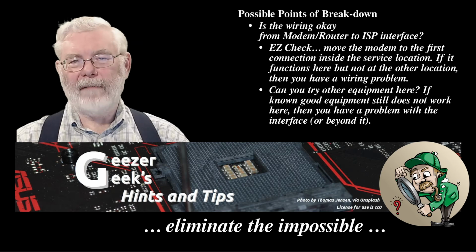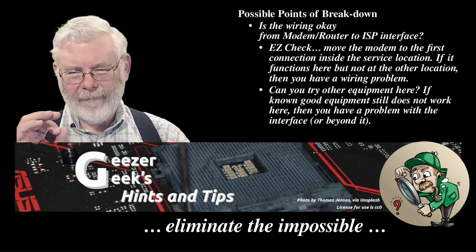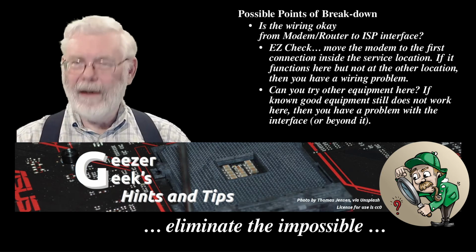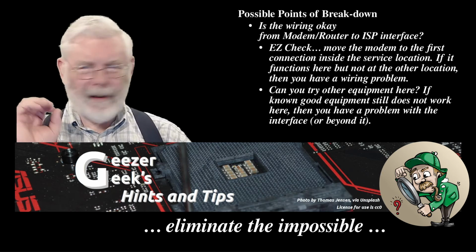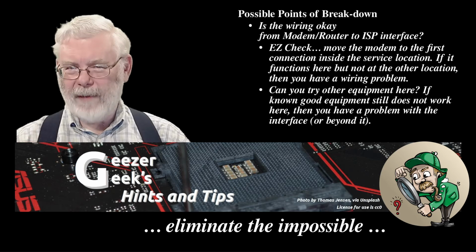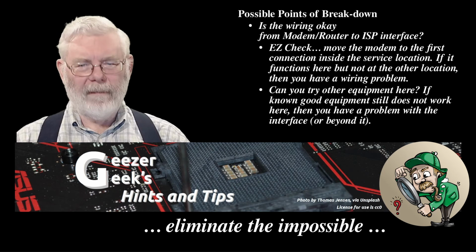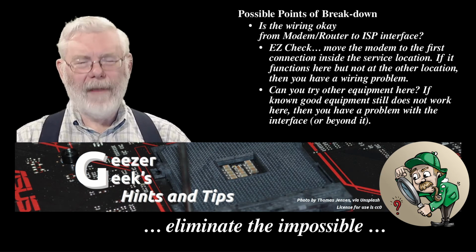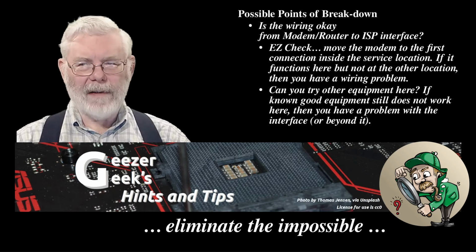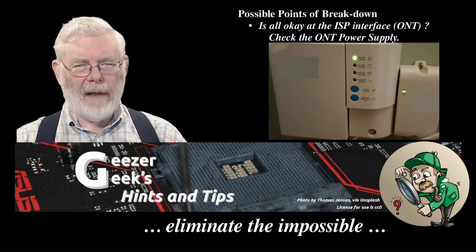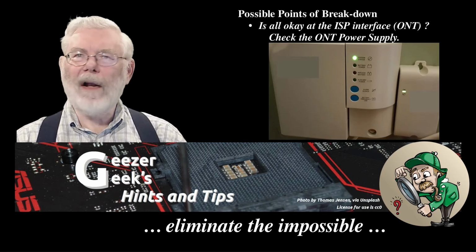If your modem is fine, you've tried swapping other known good routers in, you're not getting any connection here to the World Wide Web, then the next step is to check the ONT. There are likely 2 parts to your internet service provider's interface equipment: the power supply and the interface itself. Start by taking a look at the power supply for the interface. It may look something like this.